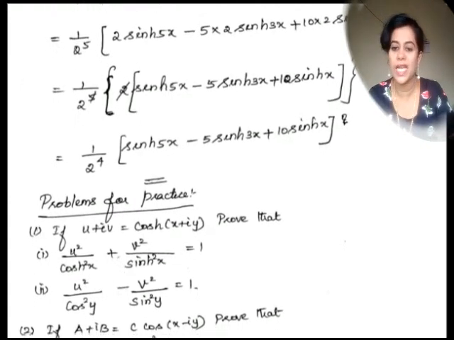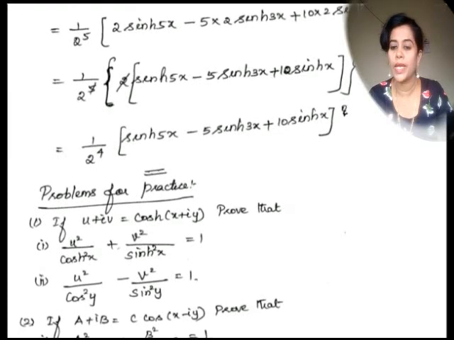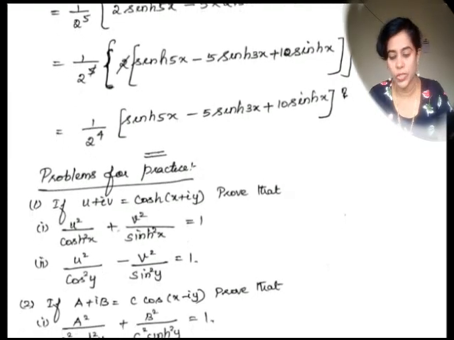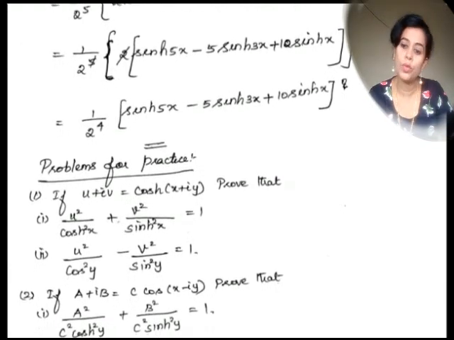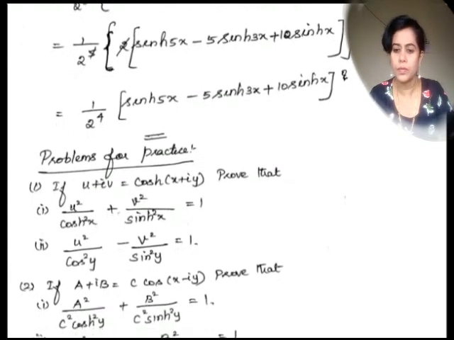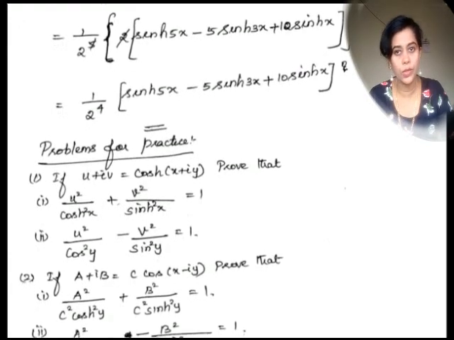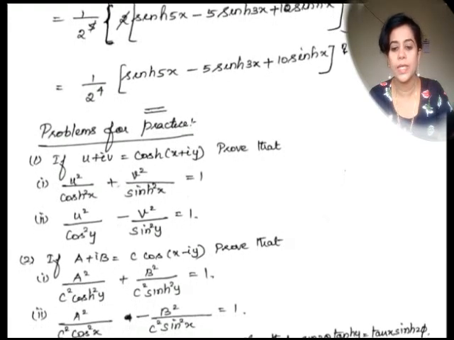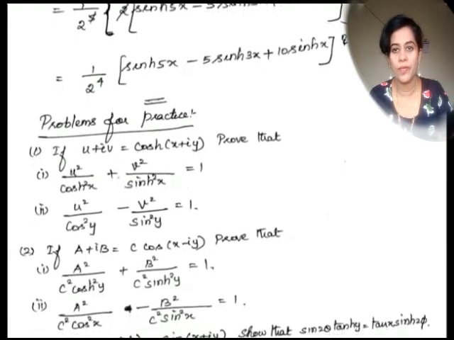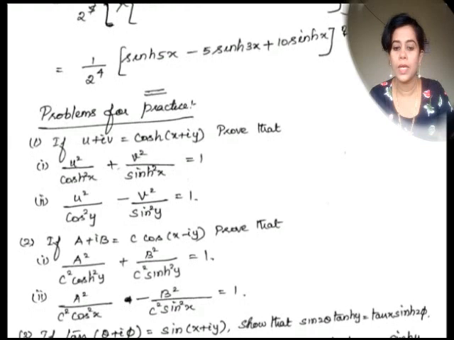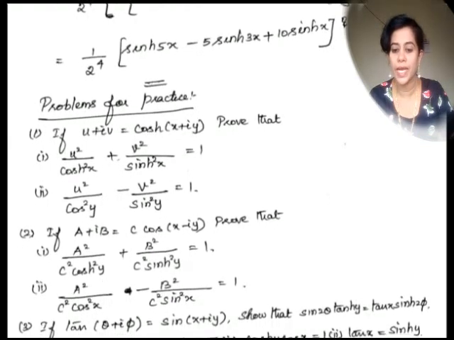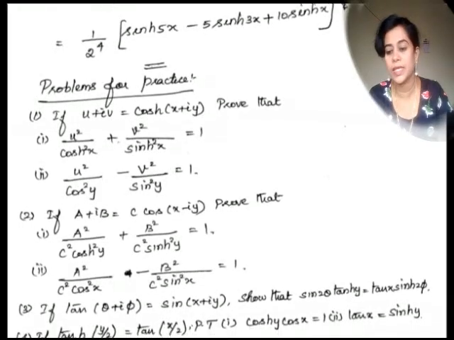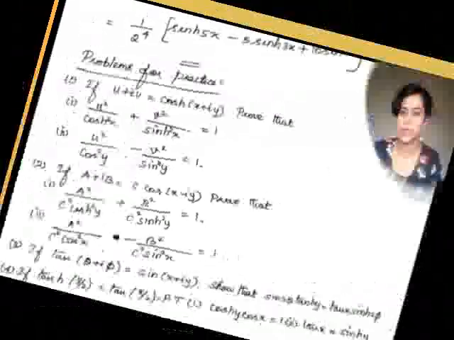It is 2 times sinh 5x minus 5 times 2 sinh 3x plus 10 times 2 sinh x. In all the terms we have 2 as common, so taking 2 outside and cancelling it with 1 by 2 power 5, which is of the form 1 by 2 power 4 of (sinh 5x minus 5 sinh 3x plus 10 sinh x). Hence we get the result.